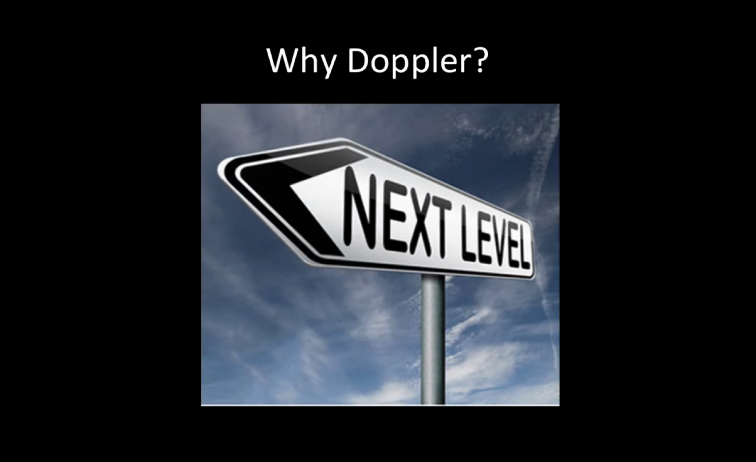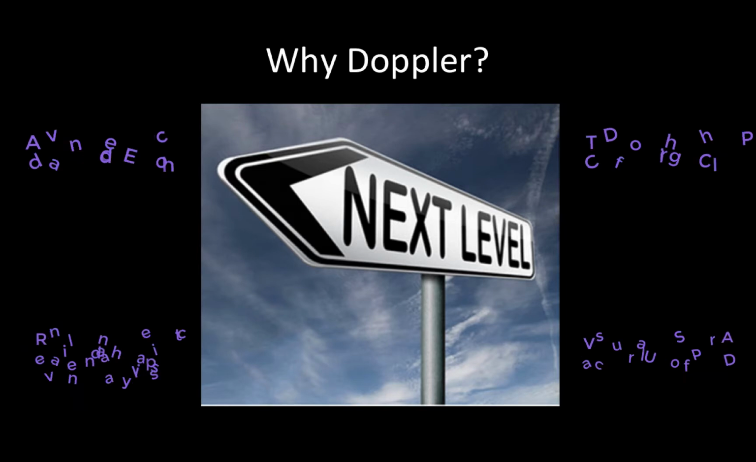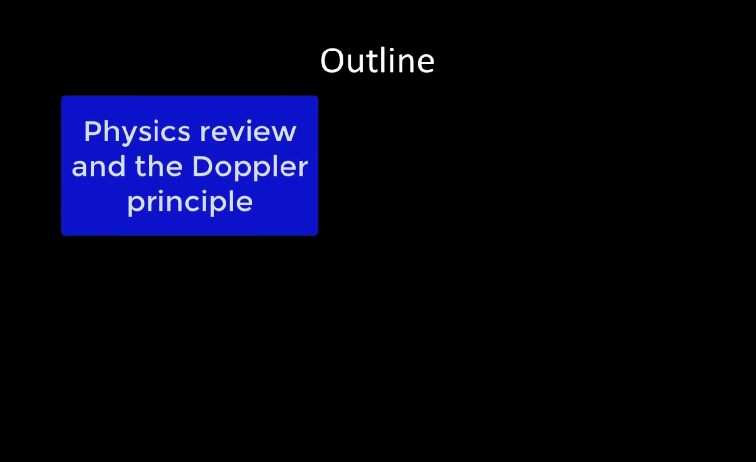So spectral Doppler is obviously key in advanced cardiac ultrasound, but it's also used in a wide range of other applications, like vascular ultrasound for carotid stenosis, hepatic and renal vein ultrasound for venous congestion, transcranial Doppler for ICP, and others. So a thorough understanding of spectral Doppler will really take you to the next level in your quest for POCUS mastery.